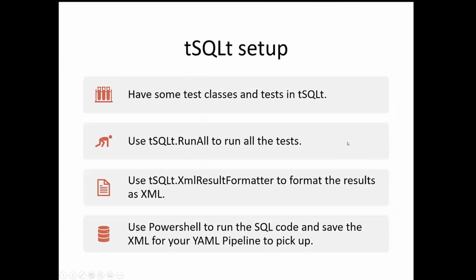So when you've got tSQLt set up on your own database, you want to have some test classes and some tests in tSQLt. You can then use tSQLt.RunAll to run all the tests, and use tSQLt.XmlResultFormatter to format these results as XML. Then YAML can pick up that XML and put it on a nice pretty website for you.